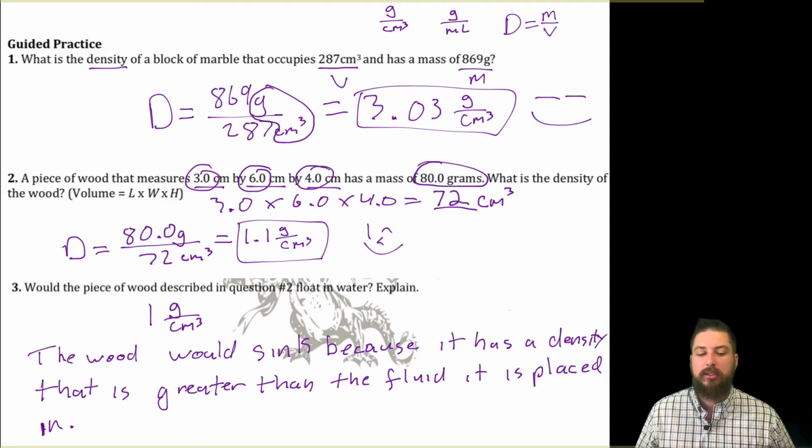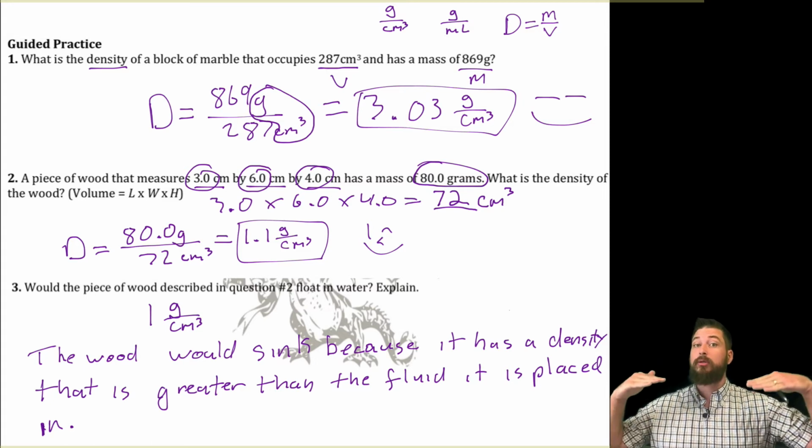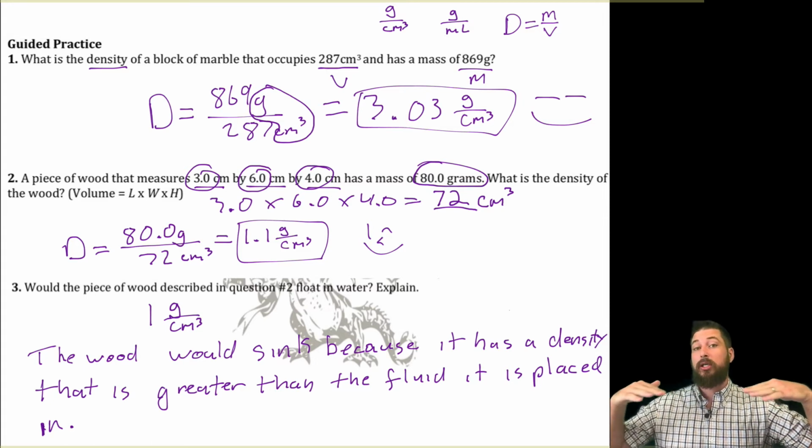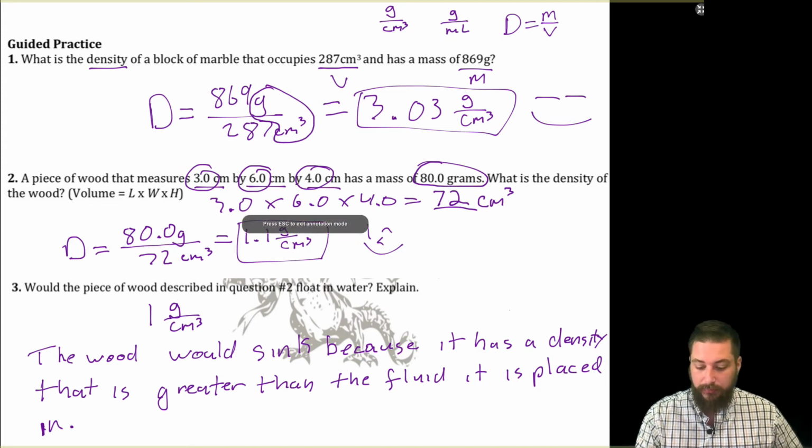Now, I'm going to go ahead and tell you that there are some fluids that have a very high density. For example, mercury. Mercury has a density around 13, I think. And so if you put the piece of wood in there, it would float. And just a fun fact, if you were to jump in some mercury, you would only float or sink to somewhere in your thighs, because that's how dense the liquid is.